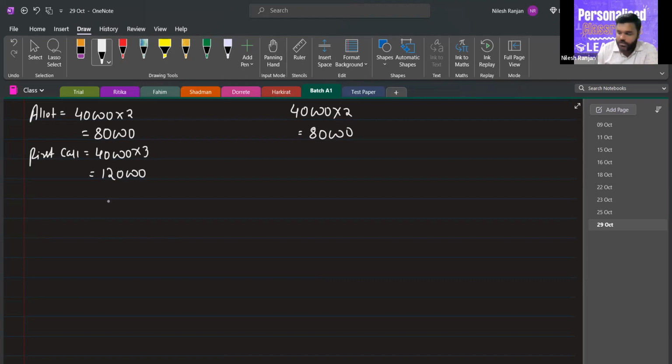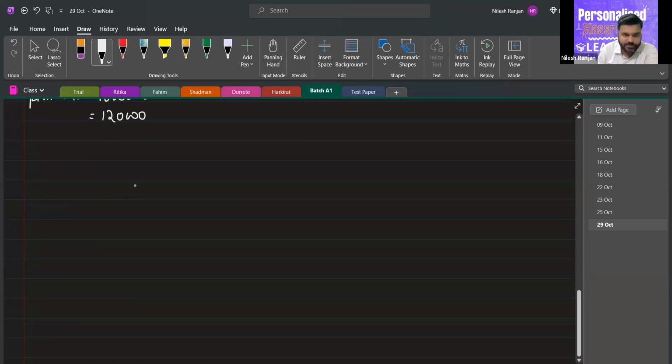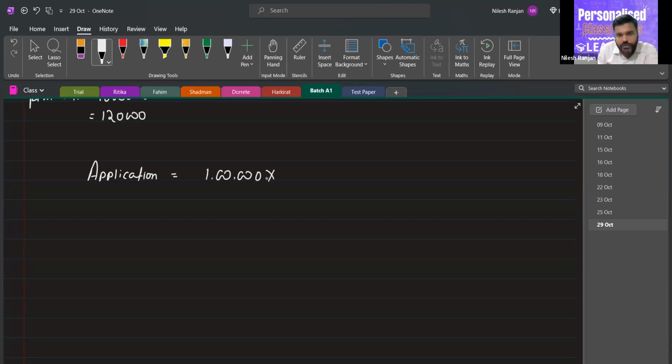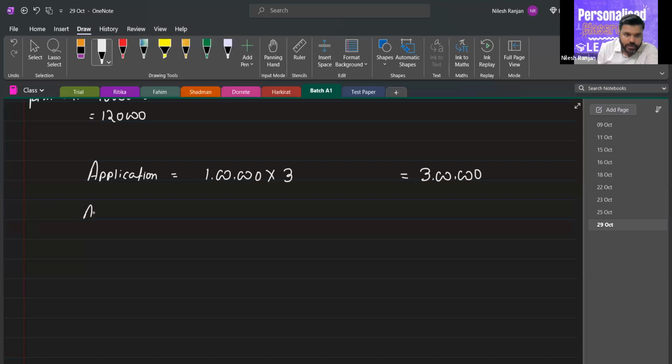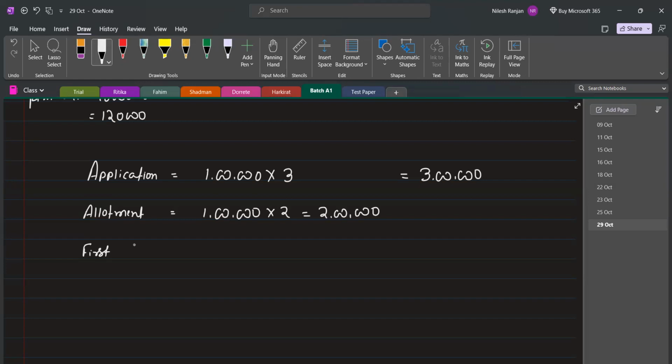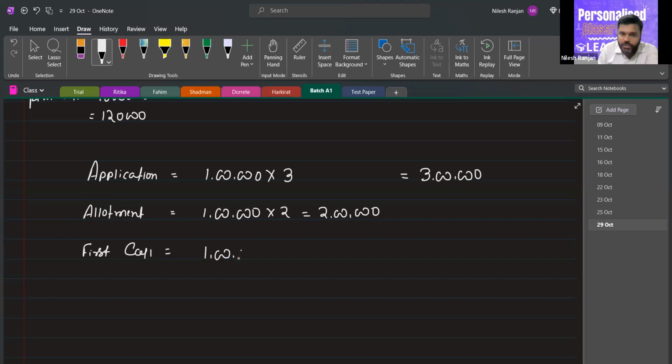So now we need the balance calculation for the journal entry. On application, whatever the amount we have received, the application money will be 1 lakh into 3, that is 3 lakh. Yes, sir. Okay. On allotment, we need 1 lakh into 2, that is 2 lakh. On first call, it is also 1 lakh into 3.